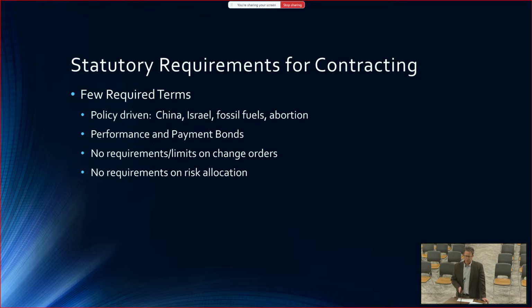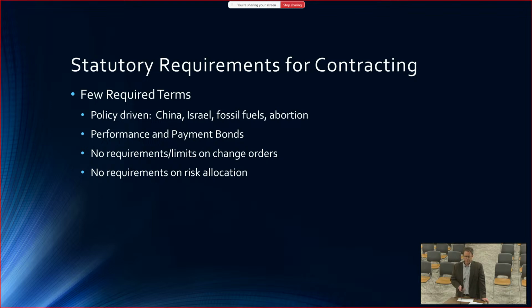I did want to address statutory requirements because those were part of what was advertised. There are very few required statutory provisions for contracts. There's no statutory requirements for how you handle risk allocation, which is what we're going to talk about. There's no statutory requirements for how you handle change orders and who's responsible for those things. Those are all left to the general contracting between the city and the contractor. There are a few things that are required. There are some policy-driven provisions required for contracts that are completely unrelated to any of these issues, but they're statutory, so I thought I'd throw them in.